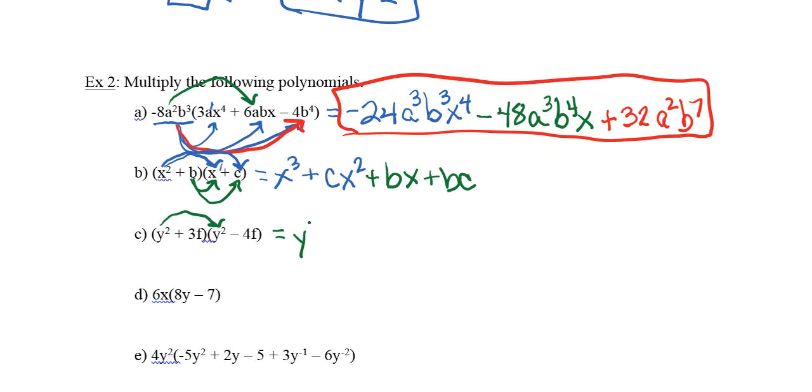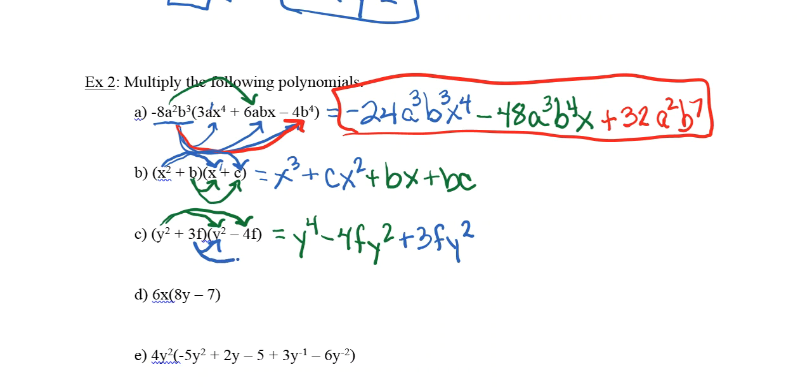2 plus 2 makes my exponent be 4. y squared times negative 4, negative 4fy squared. Now I'm going to switch because there's nobody else in the second one to multiply by. So I'm going to do 3f times y. So it's 3fy, and that y is squared. So this is definitely squared here.